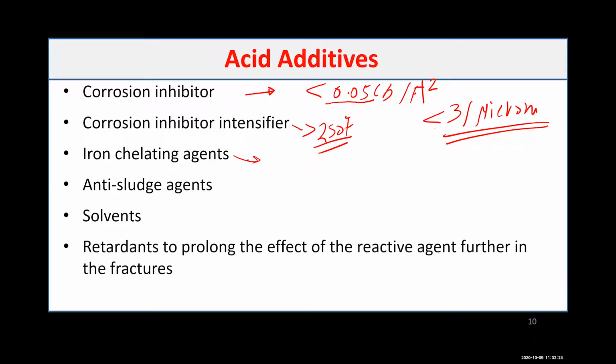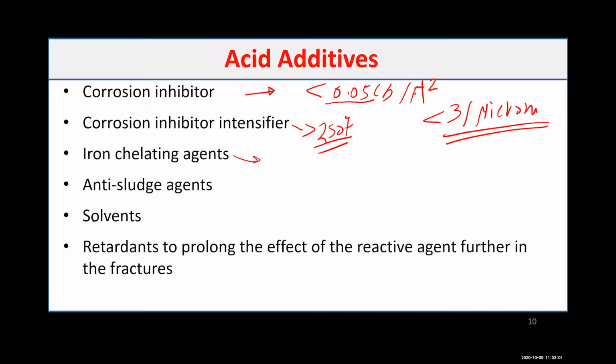Other additives: anti-sludge agent, used when you have an oil well and the oil has a lot of asphaltene. To be sure this asphaltene will not precipitate or cause any damage, we typically use an anti-sludge agent. A second part is solvent. A lot of times we mix the acid with solvent, so that if we already have an asphaltene or wax issue, the solvent will be able to dissolve both and we will not have any damage coming from the organic deposition, asphaltene or wax.